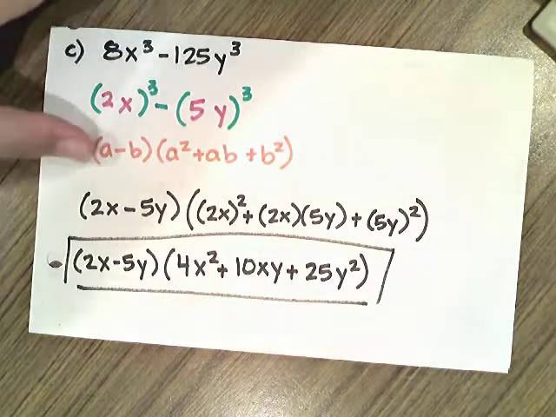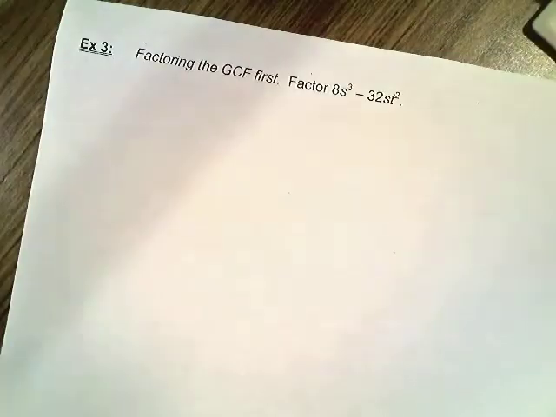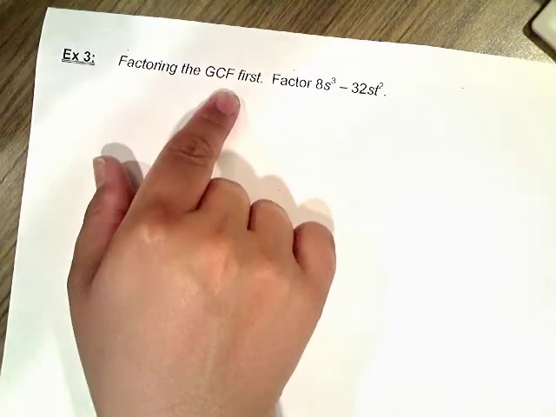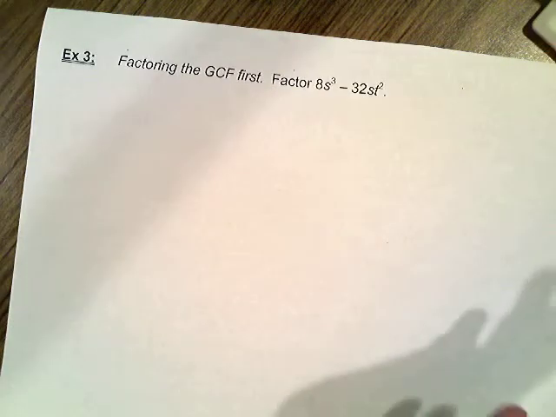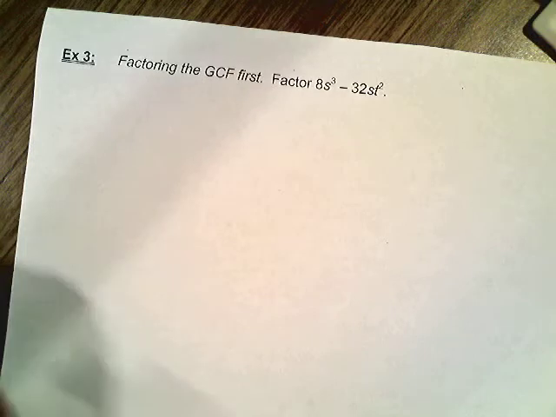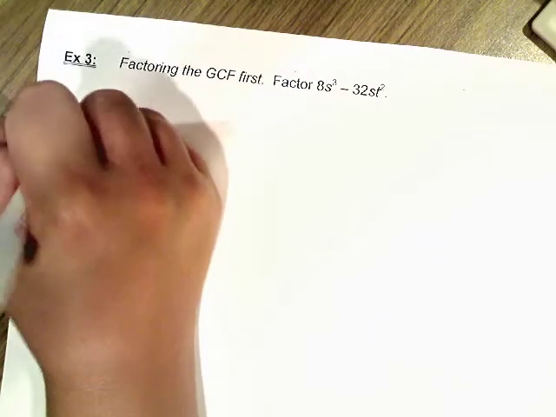So we have one more example, and that's this here. It doesn't tell us what to specifically use. It does give us a hint, and it does say factor the GCF first, which actually we should always do. In fact, I didn't do that for any of the previous problems. Shame on me.